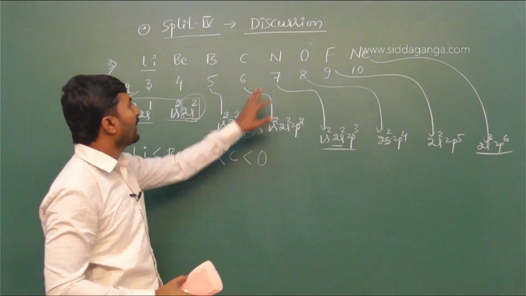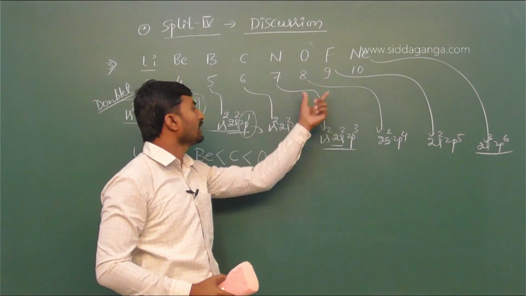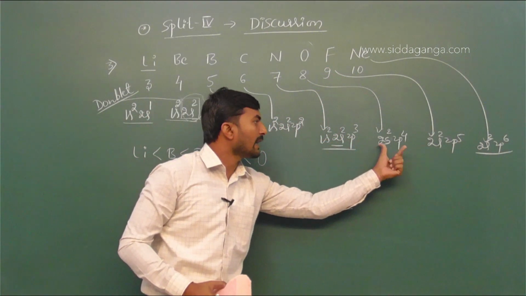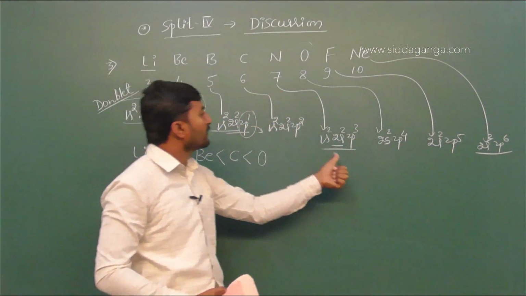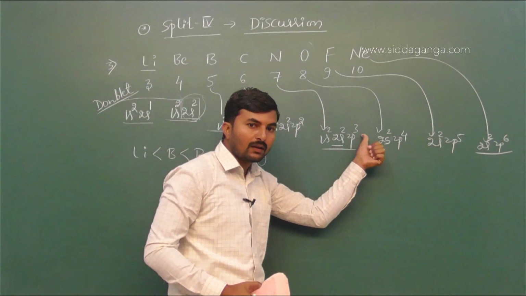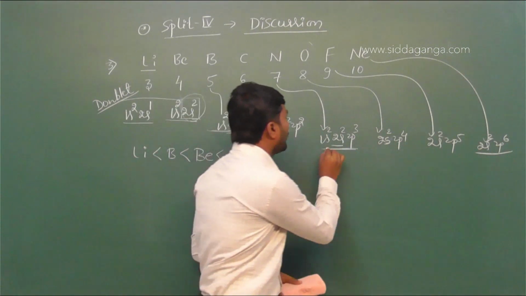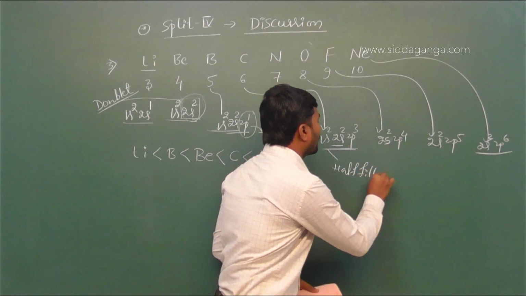Why do we write oxygen instead of nitrogen? Because here the electronic configuration of oxygen is 2p4, but the electronic configuration of nitrogen is 2p3. That means this nitrogen has exactly a half filled configuration. It is having a half filled configuration.